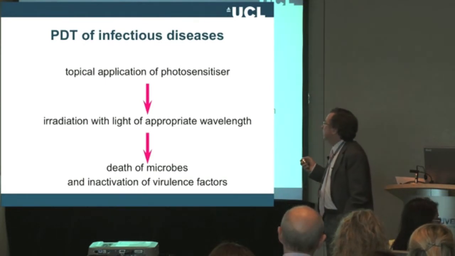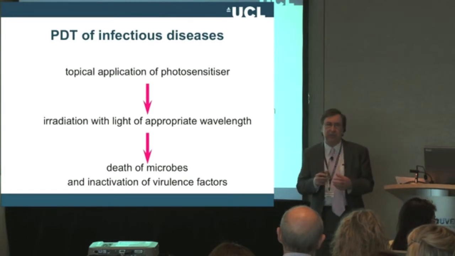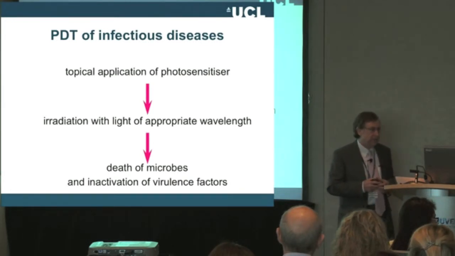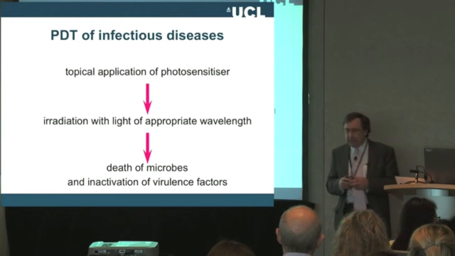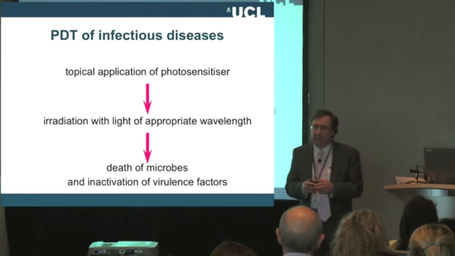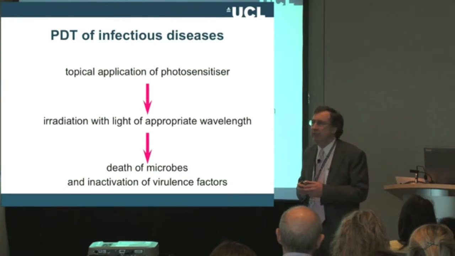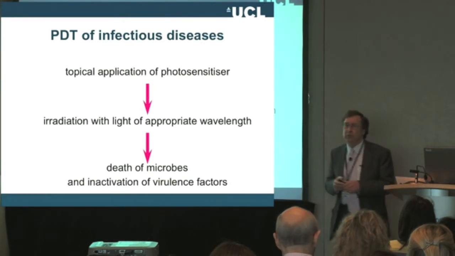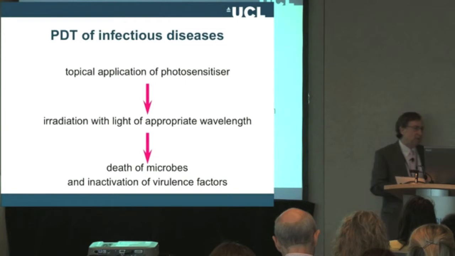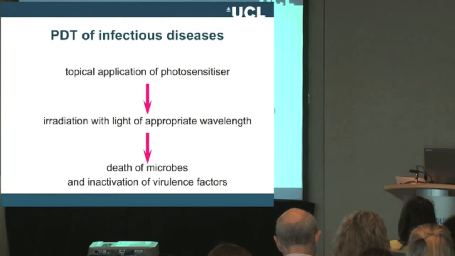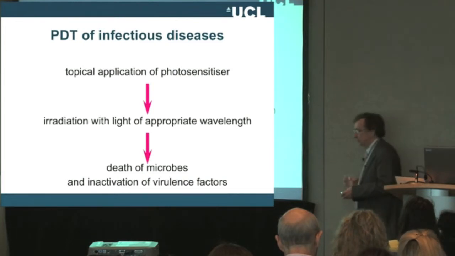So how can we use this process of lethal photosensitization to treat an infectious disease? The application of lethal photosensitization to treat an infectious disease is called photodynamic therapy, or PDT. Photodynamic therapy has been around quite a long time for the treatment of carcinomas, and so we're using photodynamic therapy for the treatment of infectious diseases.